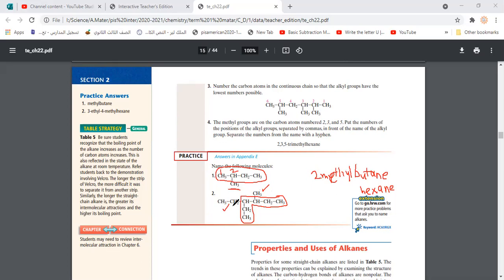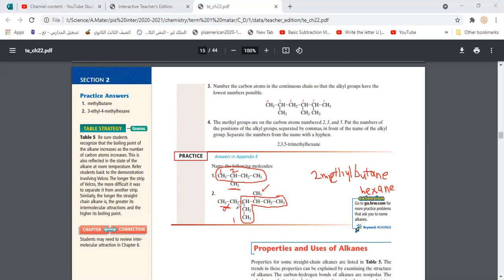Which one must be mentioned first, ethyl or methyl? We use the alphabetical order. So is E before M or M before E? E before M. That means we must mention ethyl first. So are we going to count from this side or that side? The closest one, down. Down, yes.